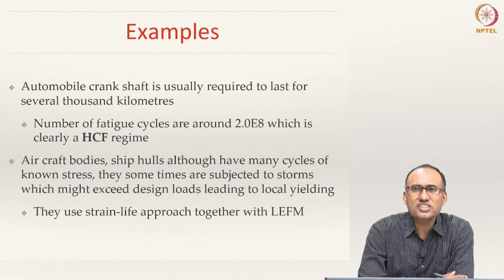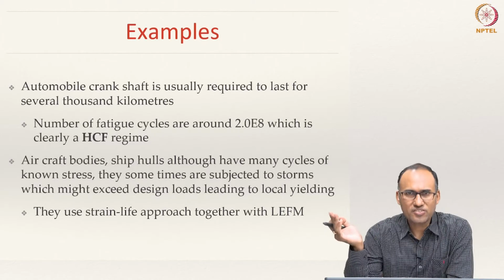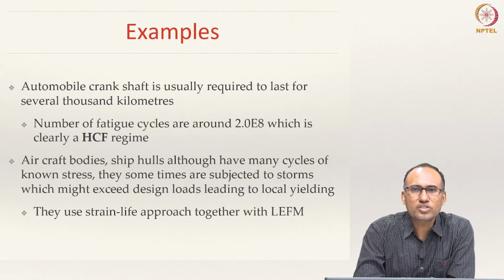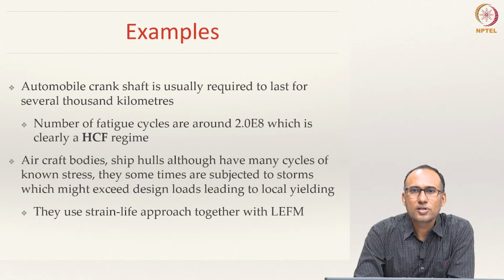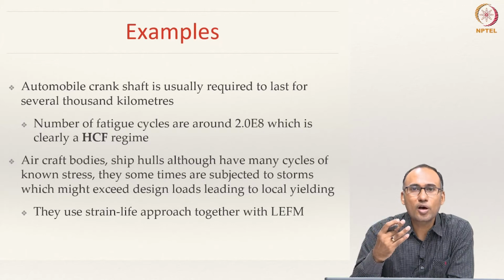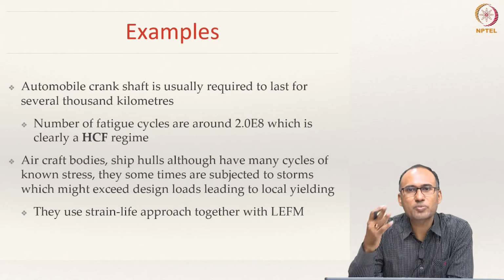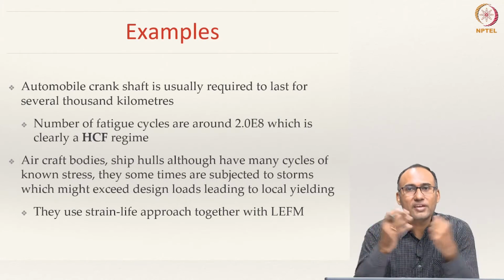Some examples: if you take an automobile crankshaft, you would expect it to last for several years. That means you do not want to change it every 1000 cycles or 10,000 cycles. You really want it to last for a few 100 million cycles, and ideally you do not want your crankshaft to break down at all even before you discard your car. That is the kind of expectation that you have. That means you are expecting an extremely large number of cycles of life for this crankshaft.